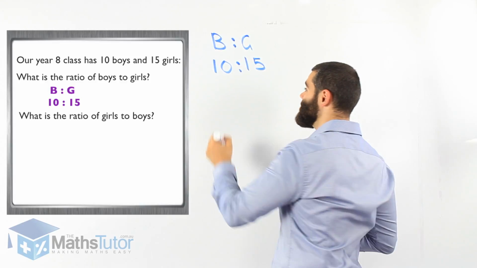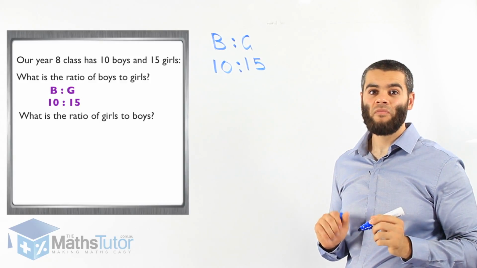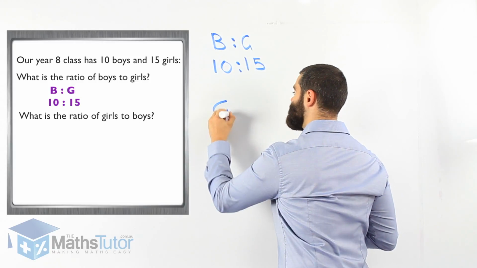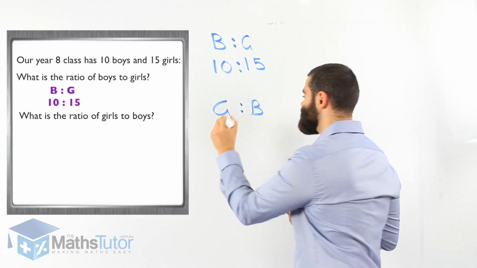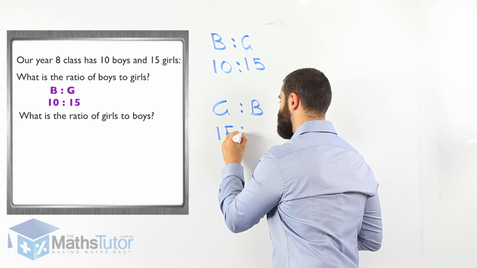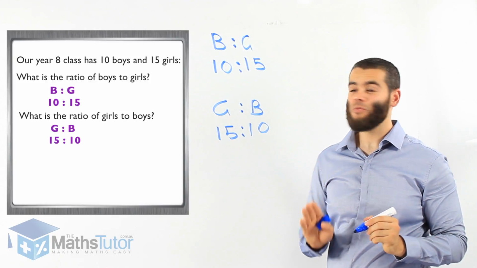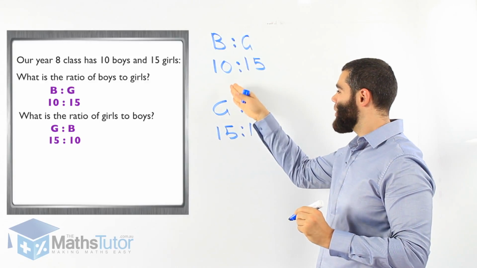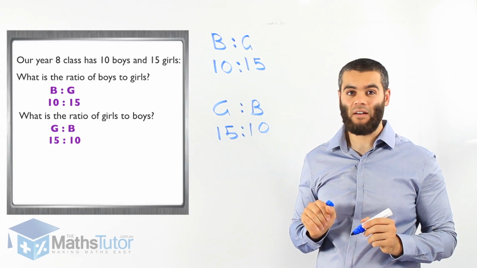The second question says, what is the ratio of girls to boys? We're going from girls to boys, so girls to boys. We know there are 15 girls and 10 boys. Very important for you to make sure the order is correct. Here we had boys to girls. Here we asked for girls to boys. 15 girls to 10 boys in our class.